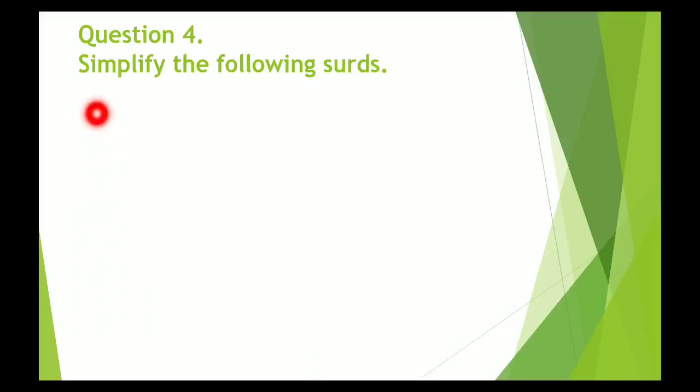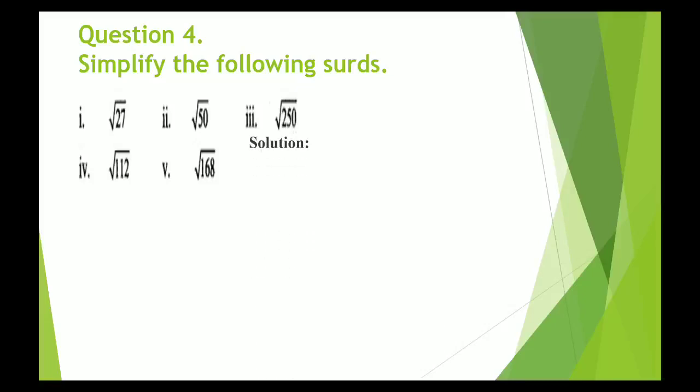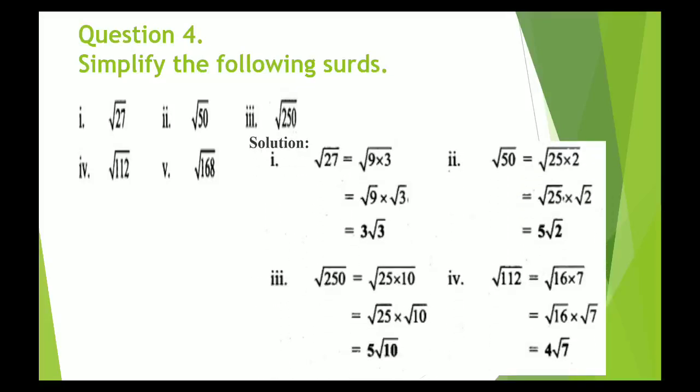Question number 4. Simplify the following surds. Simplest way we have to write. Okay. Question number 1. Root 27 can be written as root of 9 multiply 3. Root of 9 is 3. So the answer is 3 root 3.